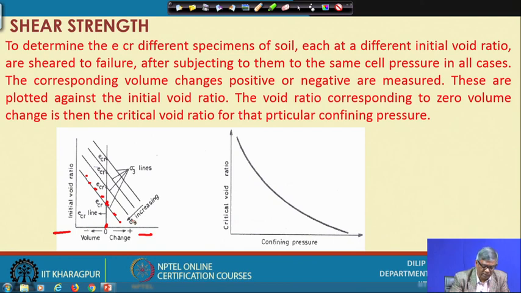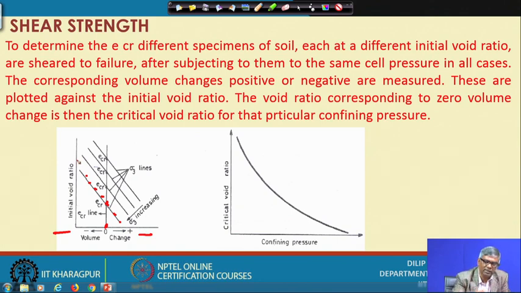Similarly, suppose I have conducted this test with sigma 3 equal to some value, say 10 kPa or 20 kPa or 100 kPa. Now I will do another set of tests with another confining pressure, say 200 kPa. Again with 200 kPa, I will choose one initial void ratio, and then go up to shear and see what the volume change is. If it is a decrease, I will put the point on this side, if it is an increase, I will put it on this side. Then I will take another initial void ratio, the same confining pressure, go up to shear and see what the volume change is.